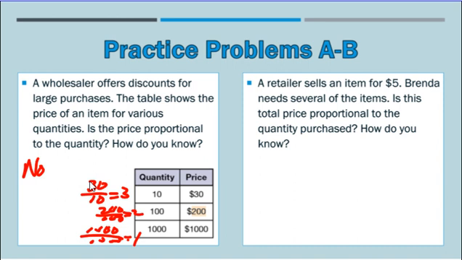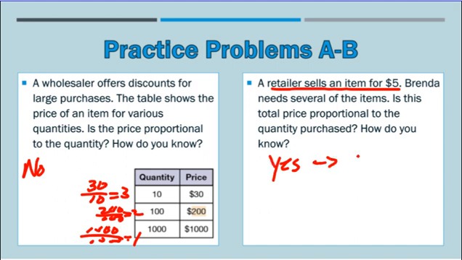A retailer sells an item for $5. Brenda needs several of the items. Is the total price proportional to the quantity purchased? And how do you know? Yes, this will be proportional. And how do we know? Because it says that the retailer sells an item for $5. So no matter what you buy, it costs $5.